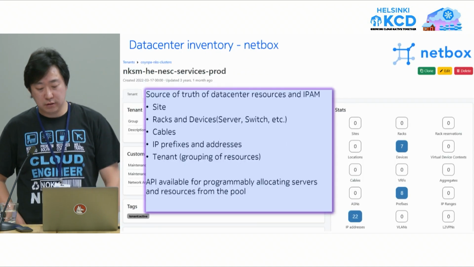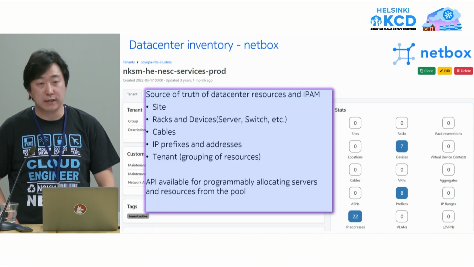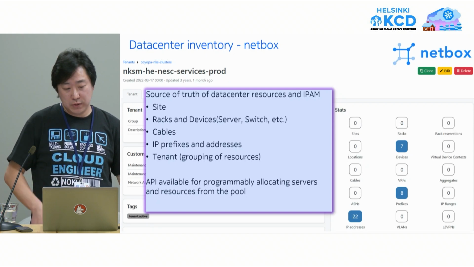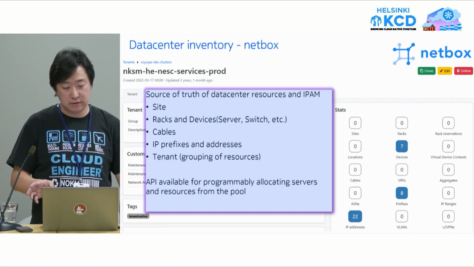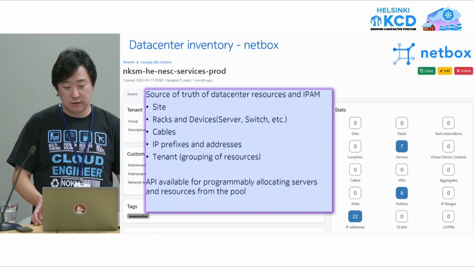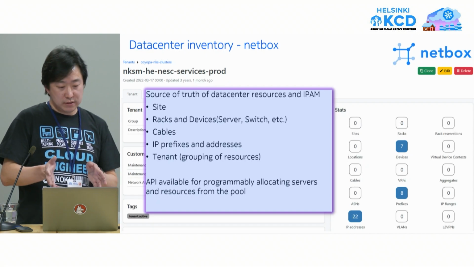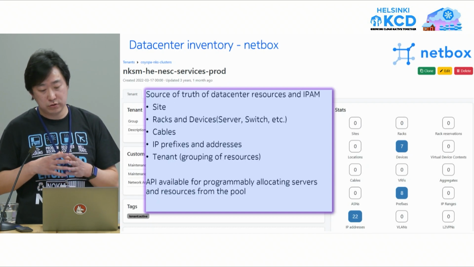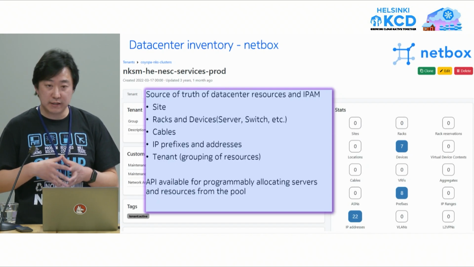To achieve the single server pool, we need an inventory. So NetBox is used to serve as the source of truth for data center resources and as an IPAM tool. There we document information about the site, rack and devices, cables between those devices, and IP prefixes and addresses, and tenants. A tenant is a grouping of resources. And here in the background screenshot, it's one tenant. One tenant here represents one user cluster, one managed cluster, which has a collection of resources allocated to it.